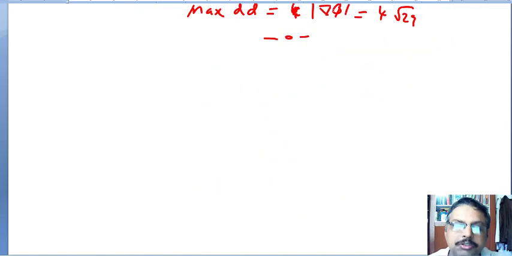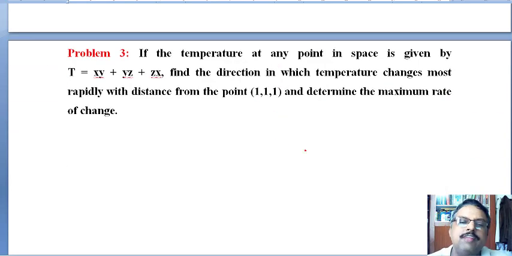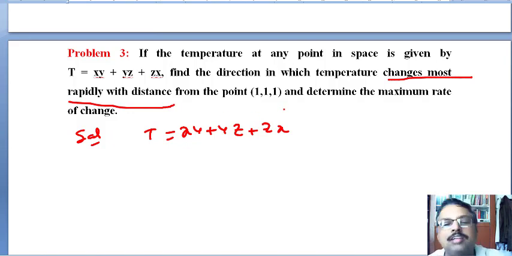Now coming to the next question. This is also very simple. If the temperature at any point in space is given by T equals xy plus yz plus zx, find the direction in which the temperature changes most rapidly, or maximum, or greatest, all are the same. Determine the direction and magnitude in which this function has maximum directional derivative, or changes most rapidly.